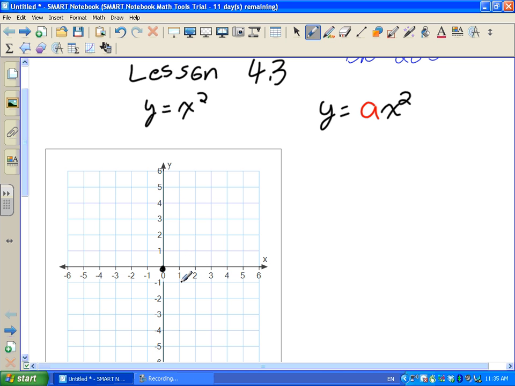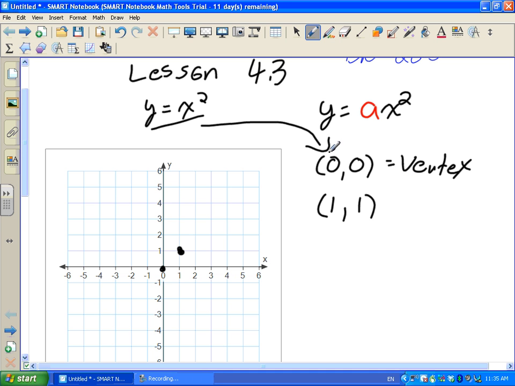So if I decide to go over positive 1, I square positive 1 and I get positive 1. So my next coordinate is 1, 1. So you know what? I'll write the coordinates out here. 0, 0. That's our vertex. I've gone in the positive direction 1, and when I squared that number, that is 1. So there's another point for this equation. I'll put it right here.